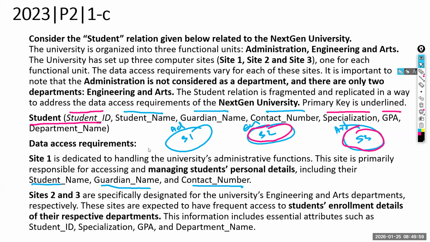For the administrative site, it's only pi, no sigma, because they are interested in all the students, right? But you pi only student name, guardian name, contact number. But I will include student ID also. I don't know if the examiner is interested in student ID, but usually you need student ID as well. So it's just a pi of student ID, student name, guardian name, contact number. Okay, so let's look at the answer.